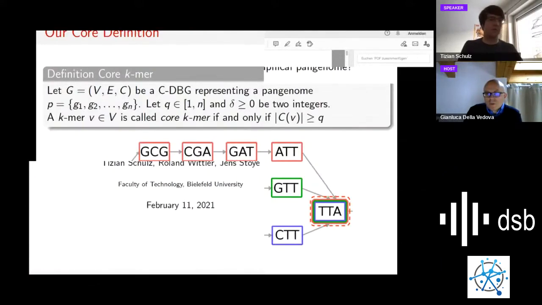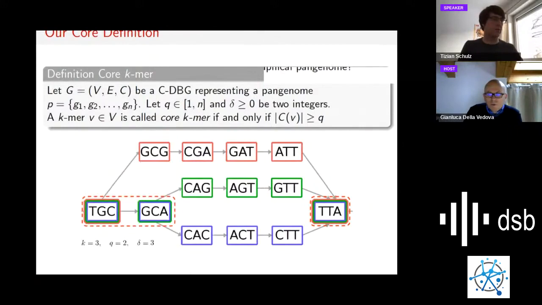Okay. No, because there are still some. Let's see. No, we have some. Well, we have some artifacts from previous slides. So you have the title of the box, definition core k-mer, and on the right we can see some graphical pangenome that comes from previous slides. Which is weird.